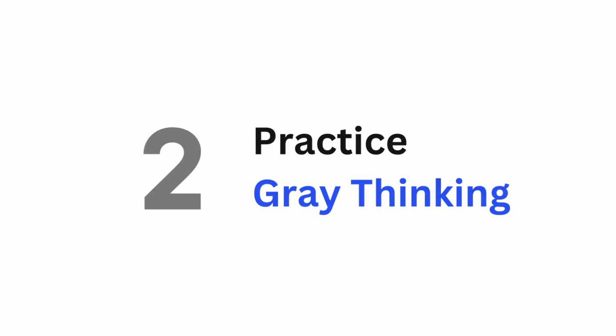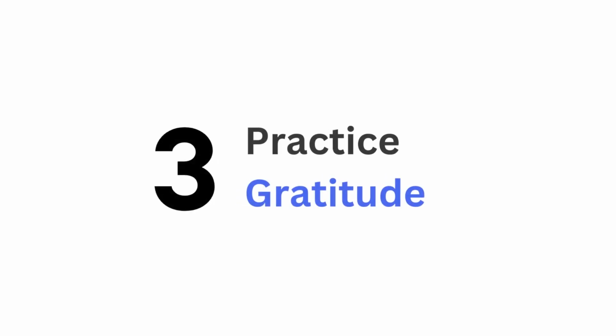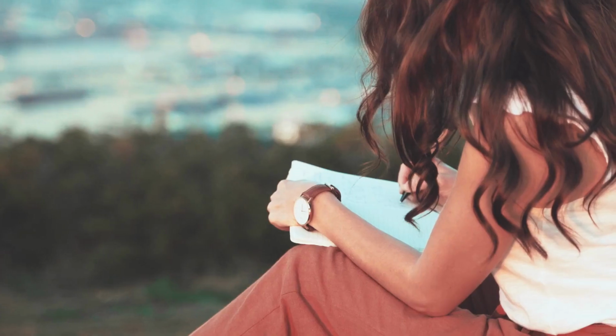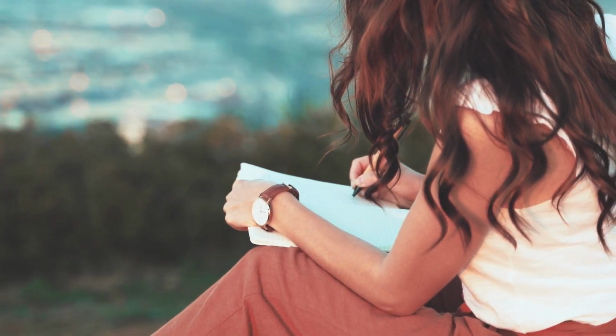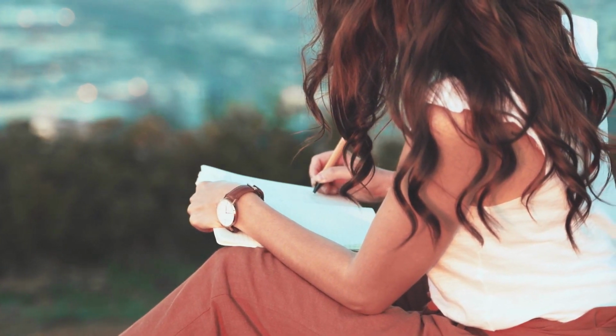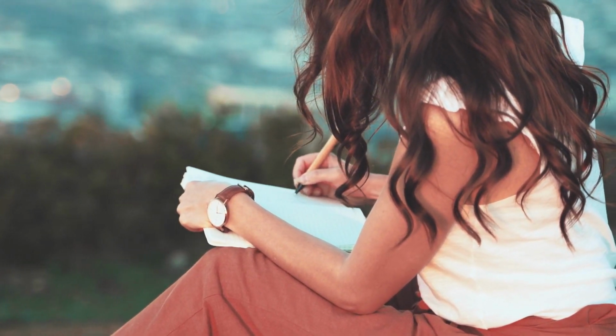Practice gray thinking. Instead of seeing things as either good or bad, we can try to find the shades of gray in a situation. This means looking for the complexity and balance in a situation rather than jumping to extreme conclusions. Practice gratitude. Focusing on the things that are going well in our lives can help us to see that the world is not all or nothing, and that there are many positive aspects to our experiences.